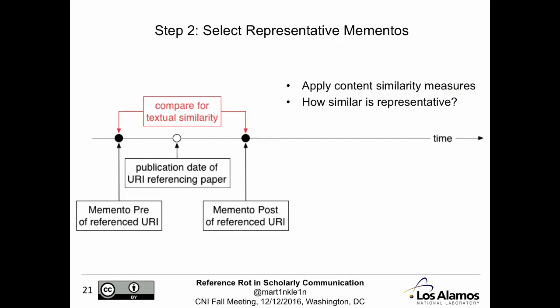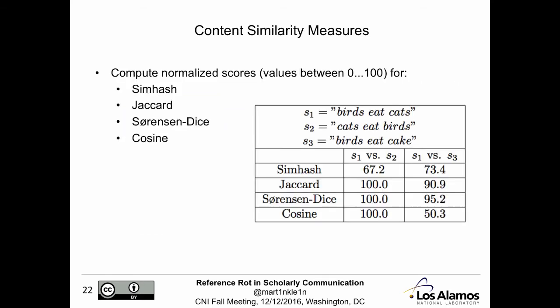All right, so back to our comparison of the pre and post memento. Two questions arise now. A, how do we compare the textual content of these two? And B, how do we assess representative? So how similar do they have to be so that we can label them as representative of what the author originally intended to cite? So we use four very common text comparison measures: SimHash, Jaccard, Sorensen, and Cosine.